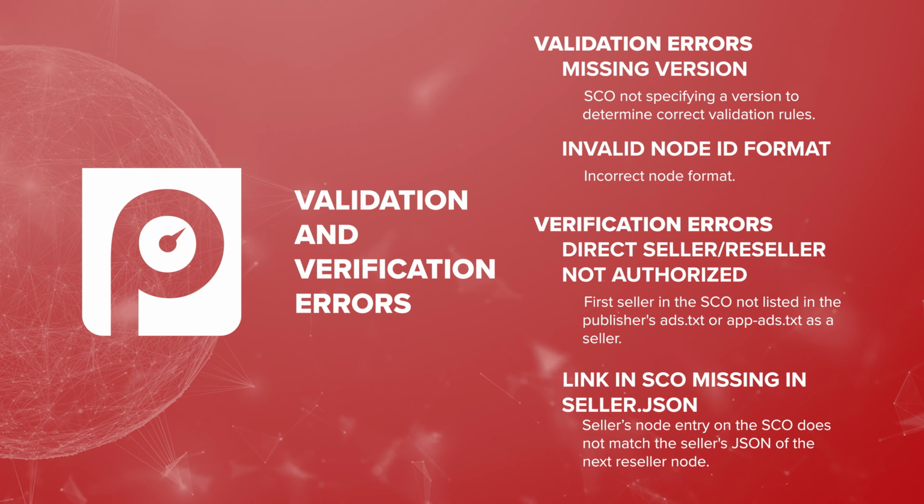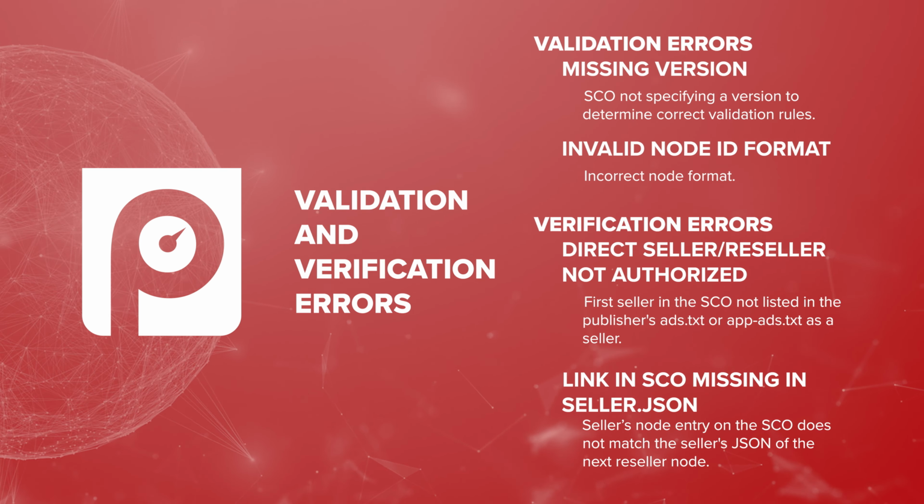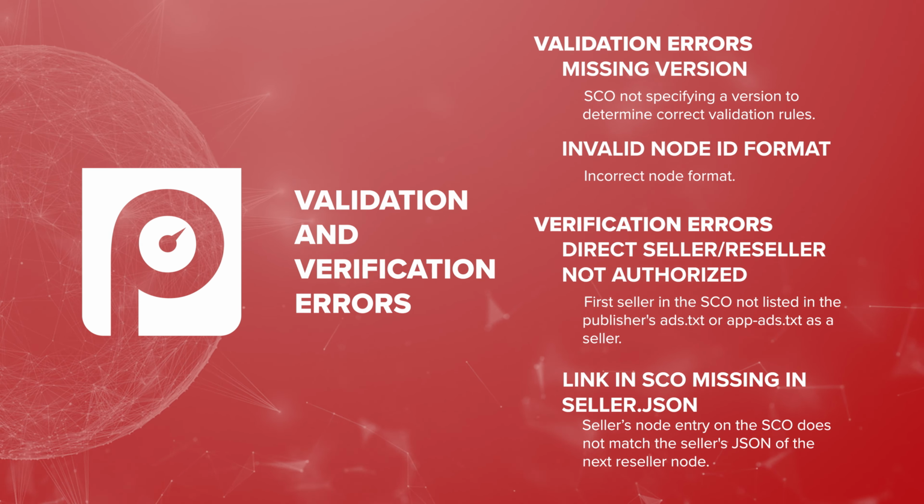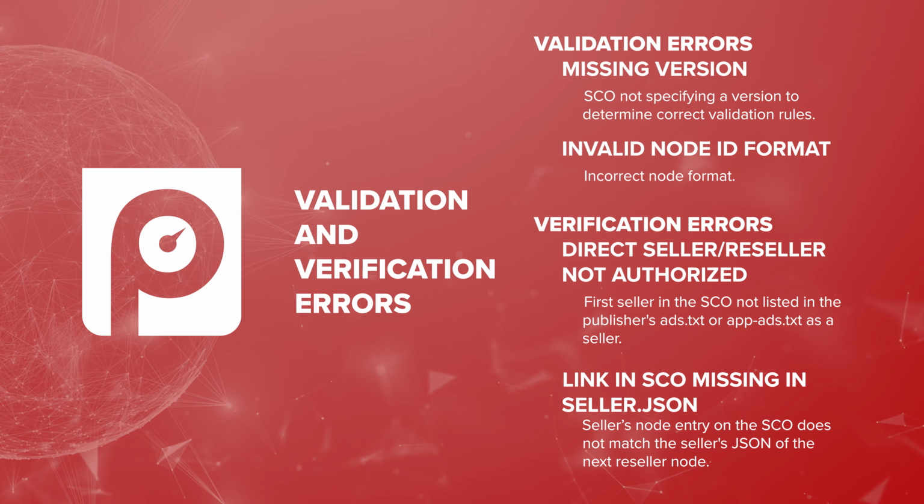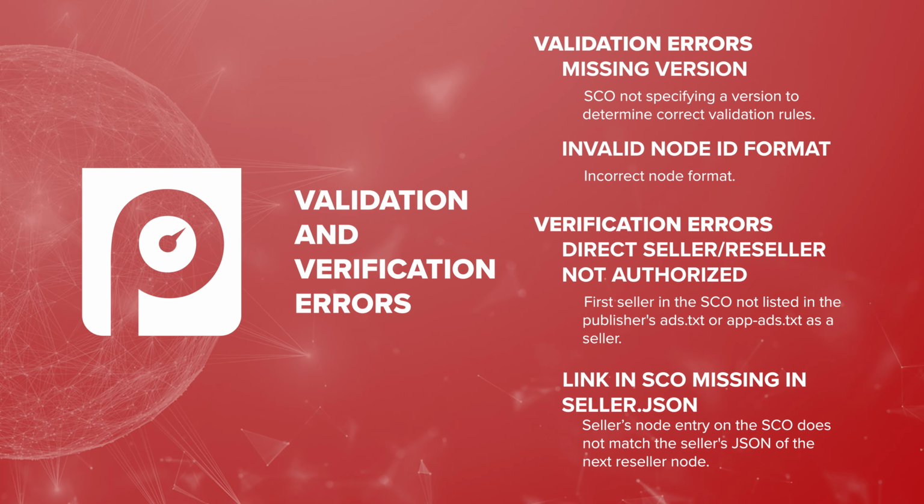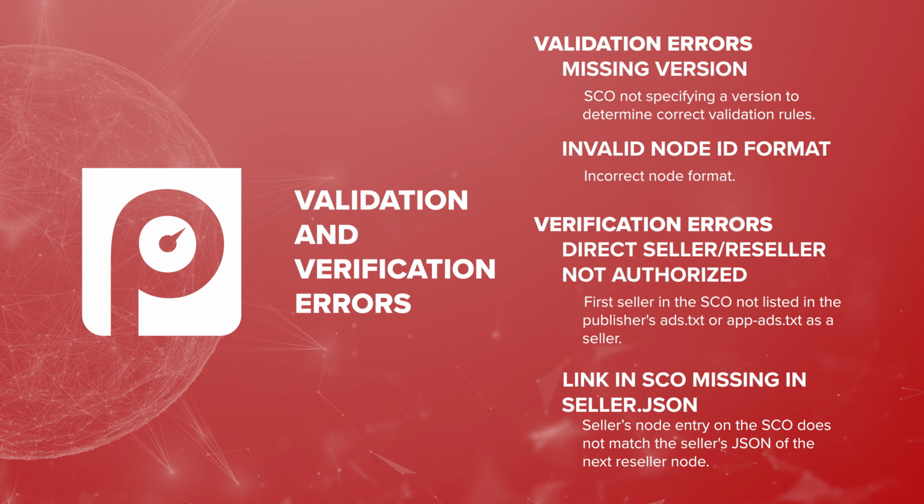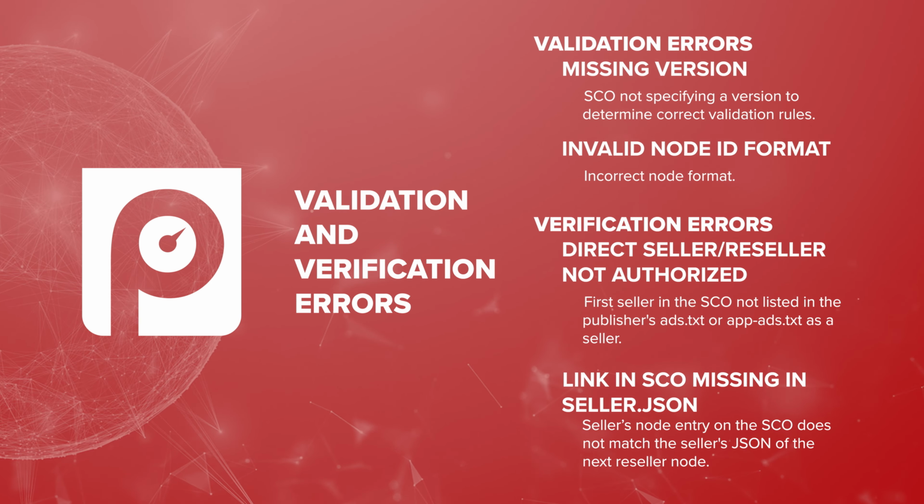Another error to encounter would be link in SCO missing in sellers.json. This refers to a seller entry in a node on this SCO not matching the sellers.json of the reseller on the next node. The entities on each node must be listed correctly with the seller ID in the relevant sellers.json file. This error code allows a user to identify incorrect listings, and an update may be required.